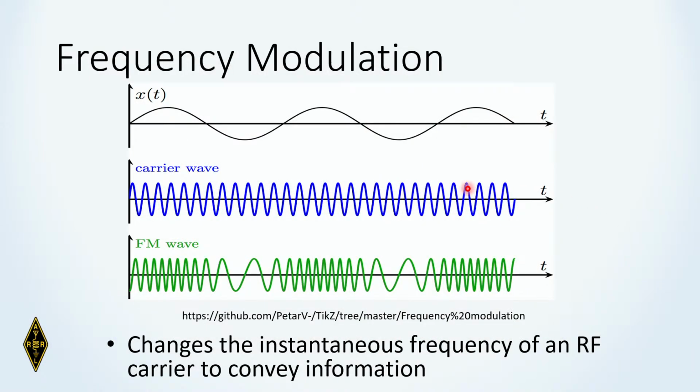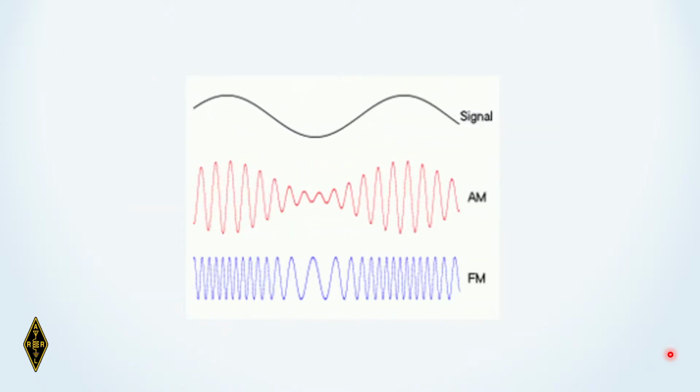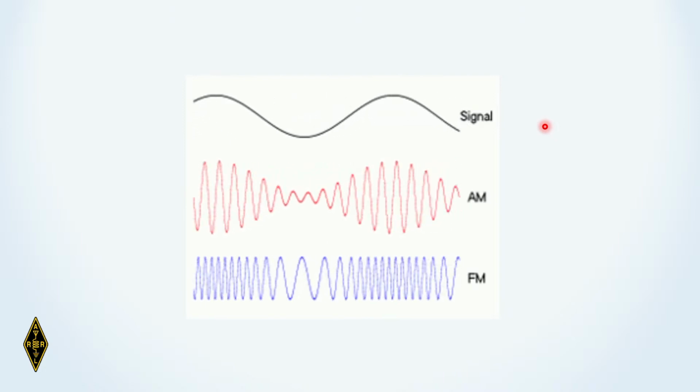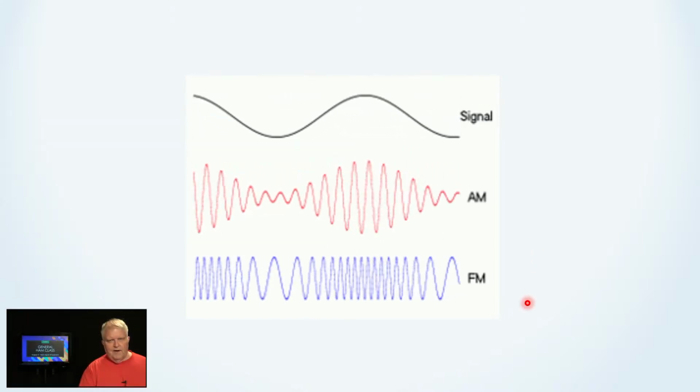Frequency modulation is a bit different in that the carrier wave, here's our modulation up here. The carrier wave is here, and instead of varying the amplitude, we vary the frequency. So when the modulation dips down, for example, it's a lower frequency. These are farther apart. And when it comes up, it's a higher frequency. They're closer together. So frequency modulation changes the instantaneous frequency of a radio frequency carrier. Again, the whole purpose of modulation is to convey information. And here's a close-up look of the modulation signal up here and what the envelope would look like with an amplitude modulated signal and what it looks like with a frequency modulated signal.